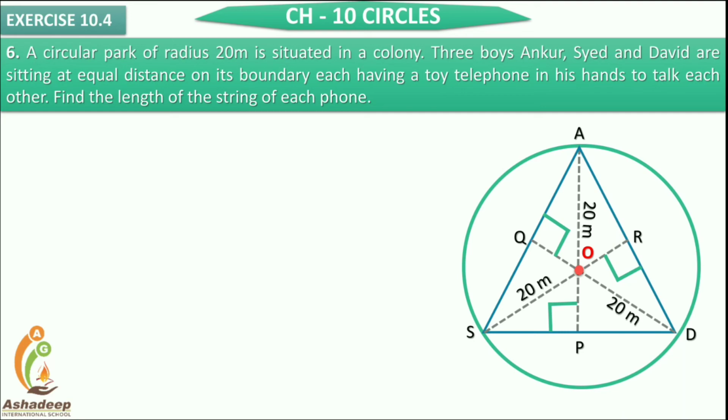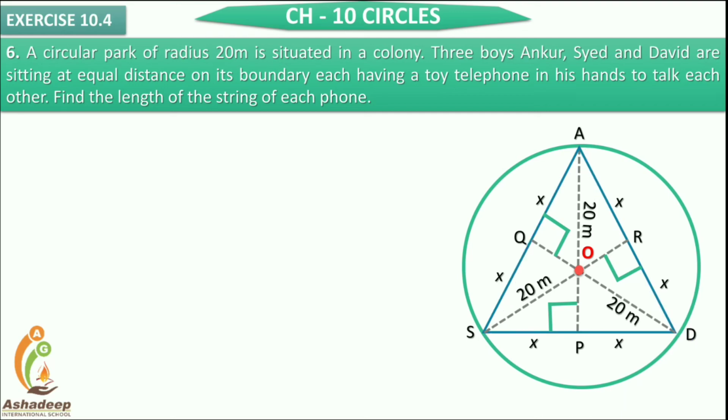The circular park is 20 meter, the radius is 20 meter. तो यहाँ से ये डिस्टेंस 20 का, ये डिस्टेंस 20 का और ये डिस्टेंस भी 20 का, राइट? All the distances are equal. Now what I have to find is the length of the string. So I have to find out this AS, or you can find out SD, or you can find out AD, because each and every distance is equal, right?